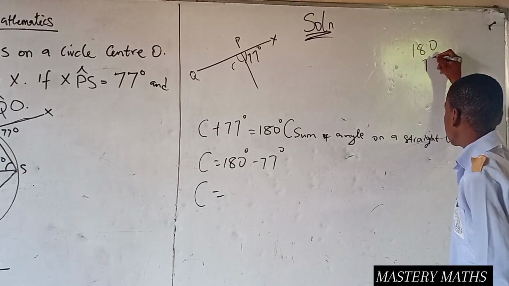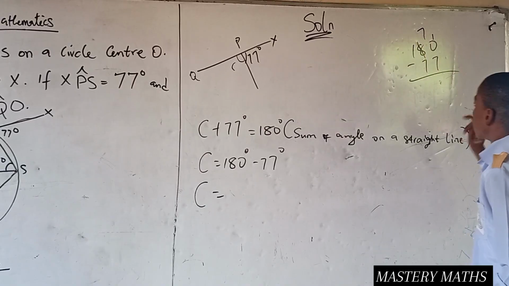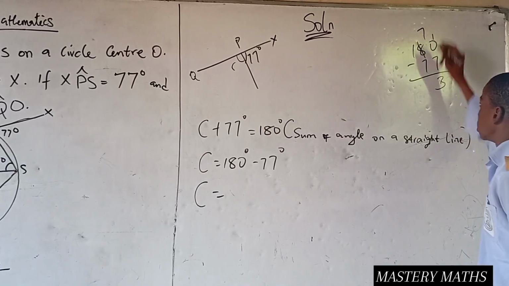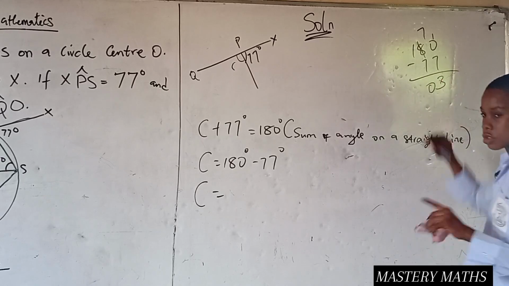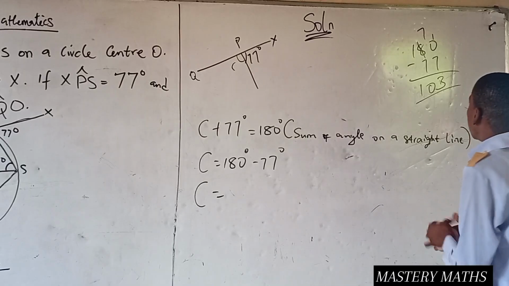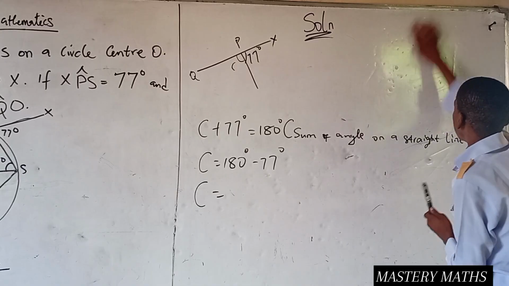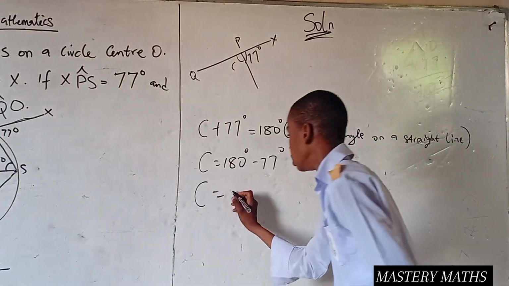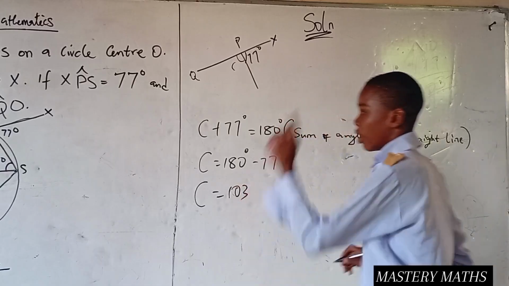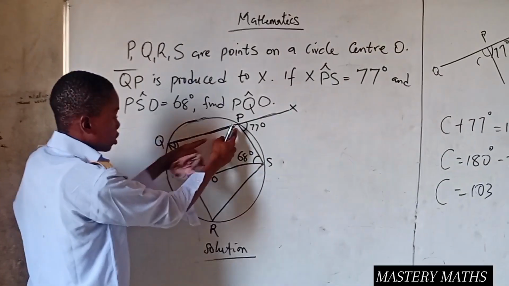180 minus 77. Cancel out. 10 minus 7, you get 3. 7 minus 7 is out. Then bring down your 1, which is 103. You can see how we get our 103. So our C is 103. We are getting these parts for C.